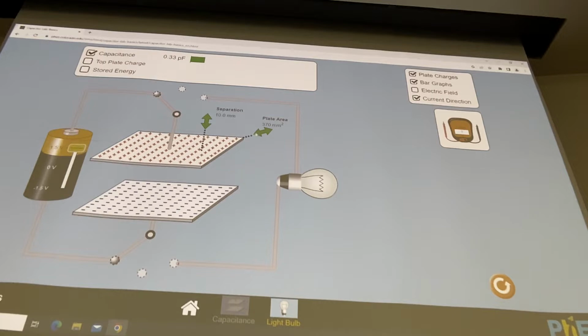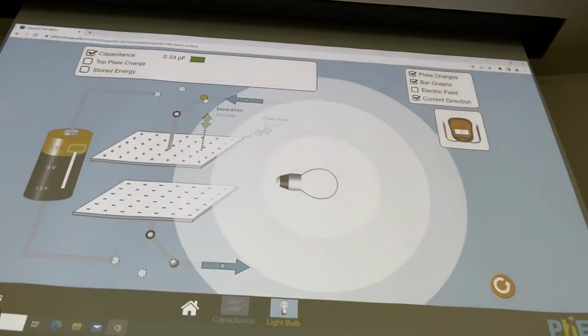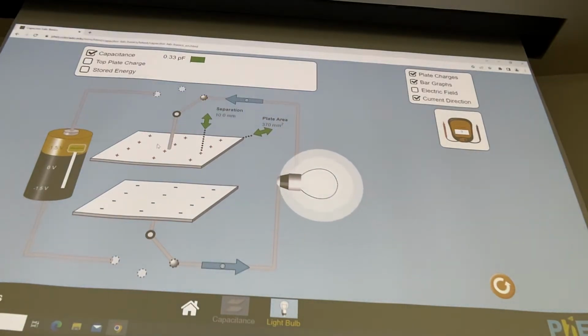Now let's look at what happens if we connect it to a resistor. So we'll disconnect the battery and hook it up to the resistor. Remember, my resistor is a light bulb. And the light bulb lights up, and you see that the charge decreases, and eventually the light bulb goes out. So this is what happens in a real circuit.